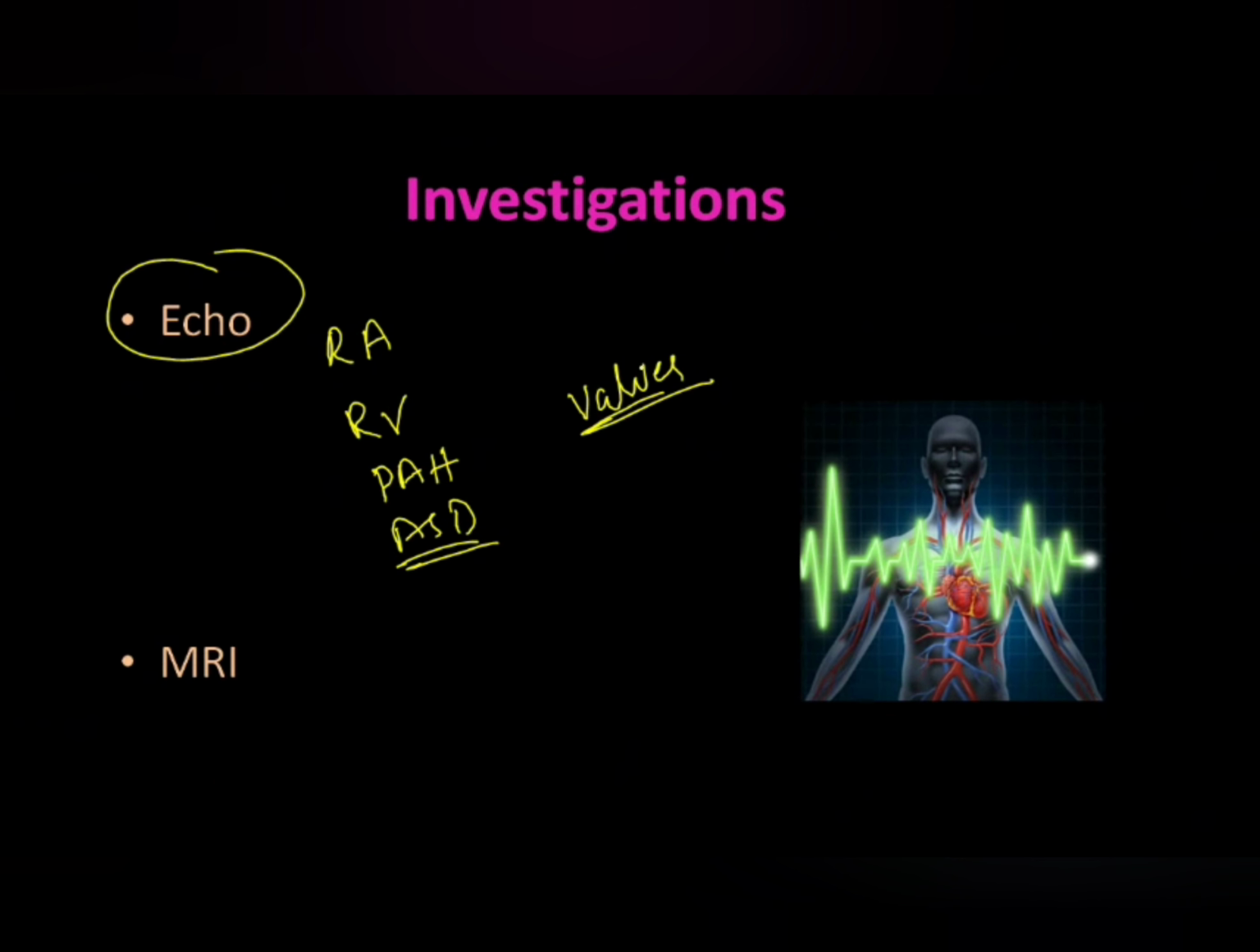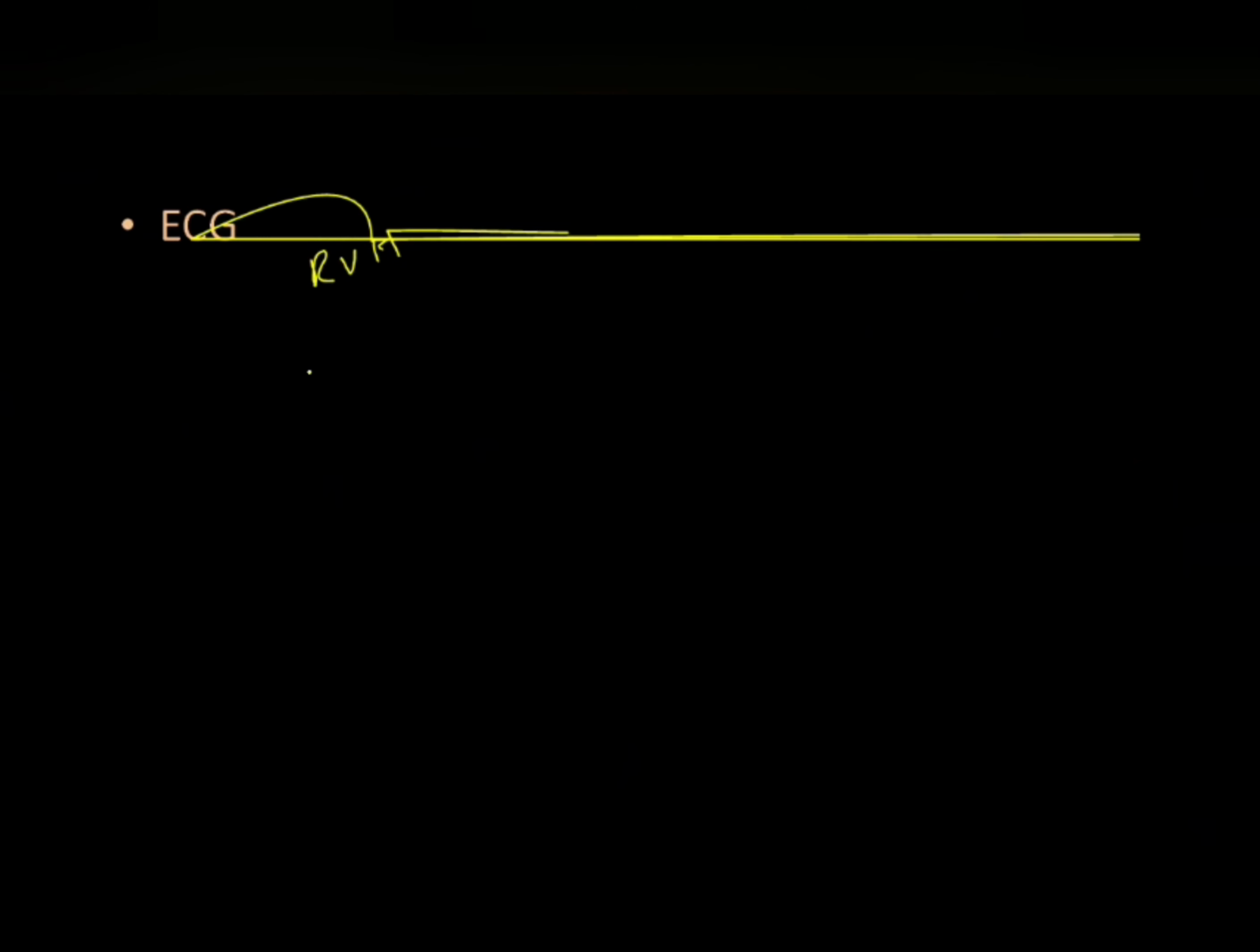The second one is MRI. MRI again can tell you the details of your cardiac structure. And next, what is the role of ECG? ECG will tell you whether there is right ventricular hypertrophy, whether there is pulmonary artery hypertension. Chest X-ray again will tell you whether there is dilation of your right atrium or right ventricle or pulmonary artery. Finally, your right heart catheterization will tell you the pulmonary artery pressure.